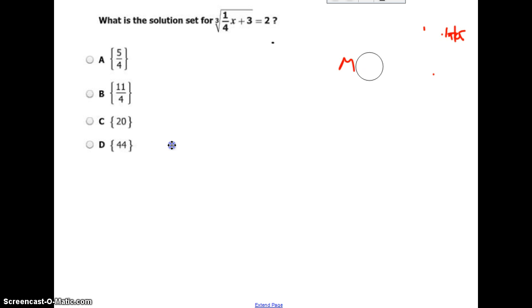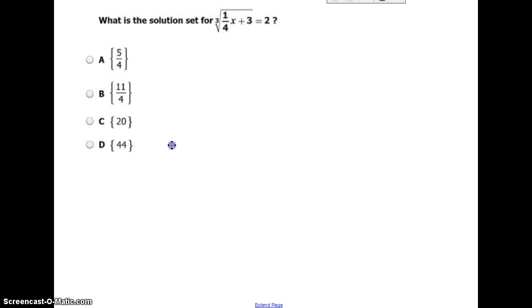So this next problem is really similar to the last one that we just did, except just pay close attention to the index in these problems. The index, if you remember, is this little number right here, okay? Notice this time it's a 3. When you don't see the index, it's a 2. That's when we say square root. Well, this time it's a 3, so we say cube root.